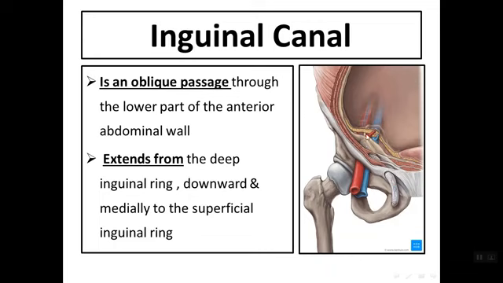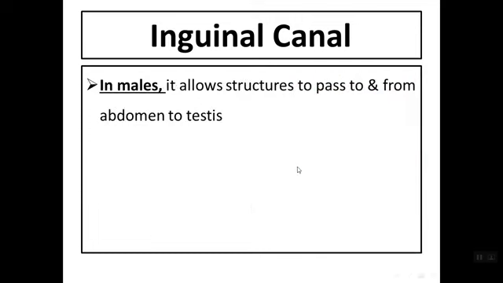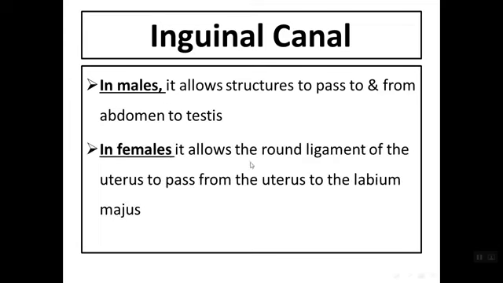So it can be regarded as an intermuscular cleft that passes from the deep inguinal ring downward and medially in between the muscles to the superficial inguinal ring. In males, it allows structures to pass to and from the abdomen to the testis, while in females, it allows the round ligament of the uterus to pass from the uterus to the labium majus.